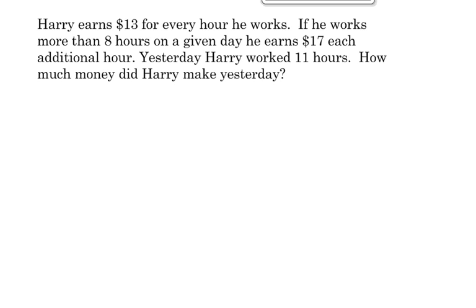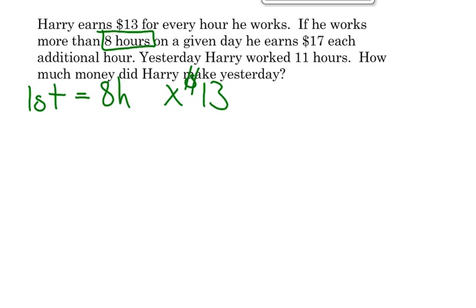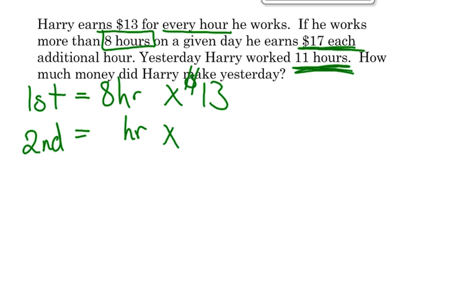First of all, we know that for the first 8 hours of work, he's going to earn $13 per hour. So that would be 8 times 13, $13 for every hour. And so 8 times 13 should give us how much he earns in the first 8 hours of the day. From there, he's going to earn $17 each additional hour. We found out that there's a total of 11 hours. I write that second. So any additional hour is the hour times 17.